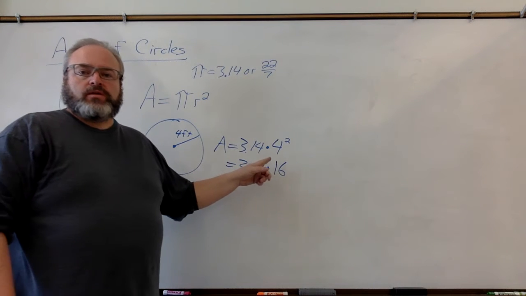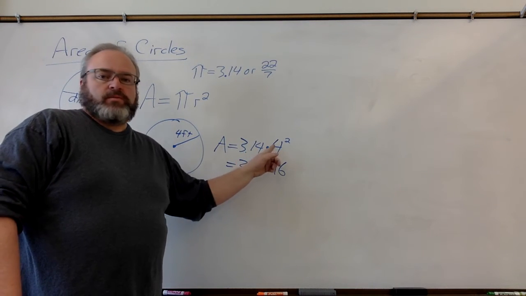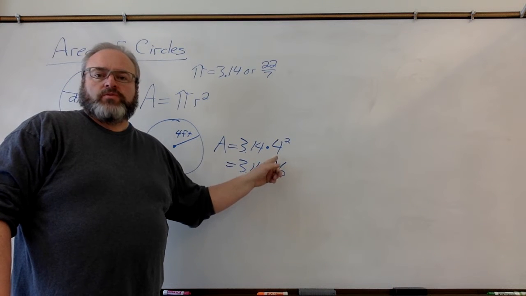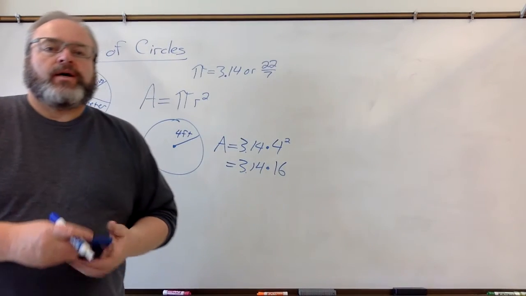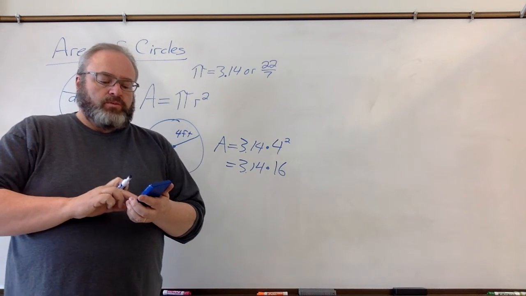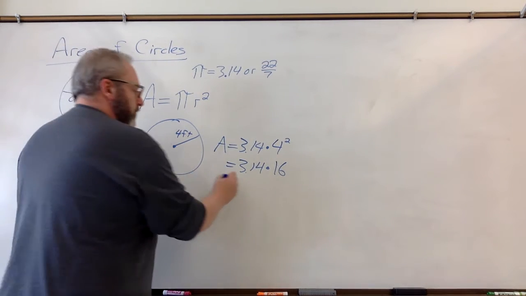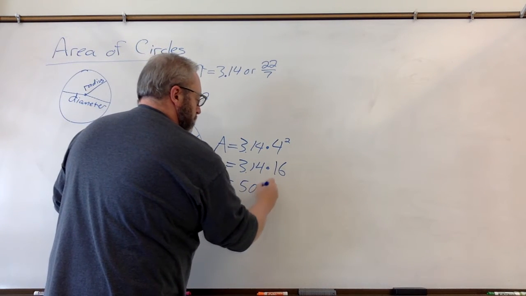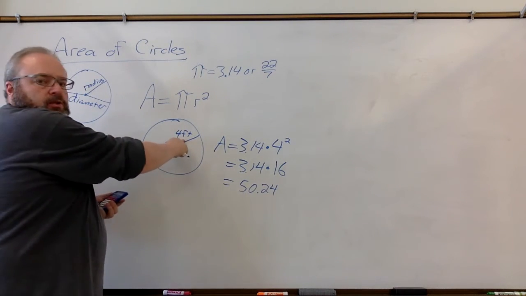A very common mistake is to do 4 times 2, then times pi. But this doesn't mean 4 times 2, this means 4 times 4, which is 16. And then we're going to multiply pi times 16, so 3.14 times 16 gives us 50.24. And since this is area, we're not going to use feet, we're going to use square feet.